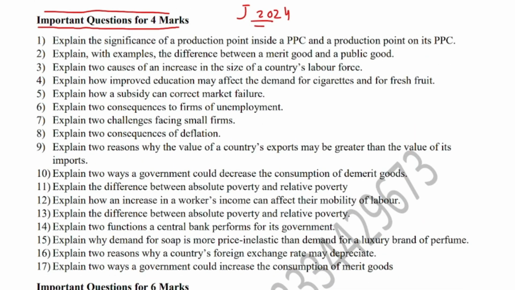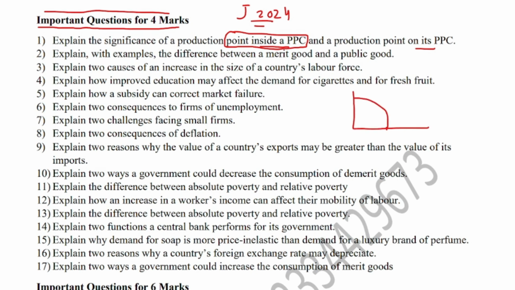Question number 1 is explain the significance of a production point inside a PPC and a production point on its PPC. Okay, so for this question you have to explain the point inside the PPC, production possibility curve. Production possibility curve is basically the diagram that shows different combinations of 2 products that can be produced with the given resources, right? And production possibility curve looks like this.